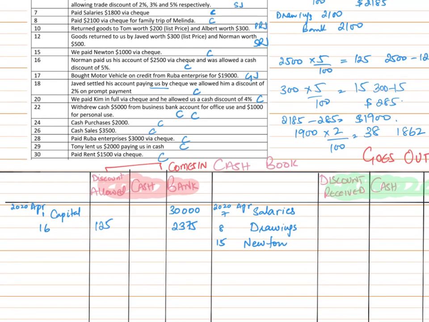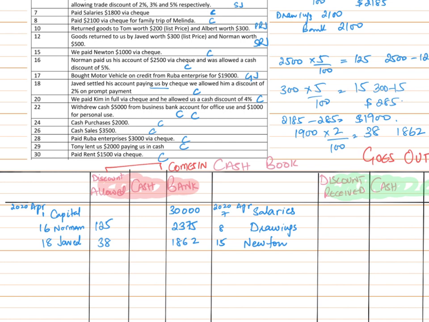So on 18 we are going to write 1862, and here we will write 38. And since bank is getting debited because we are getting money, who is getting credited? It's Javed, because Javed is our receivable, and our receivable is decreasing because he's clearing his account. And we forgot to write the name on 16 as well. Norman paid us his account, so Norman is getting credited, so we'll have to write Norman over here.